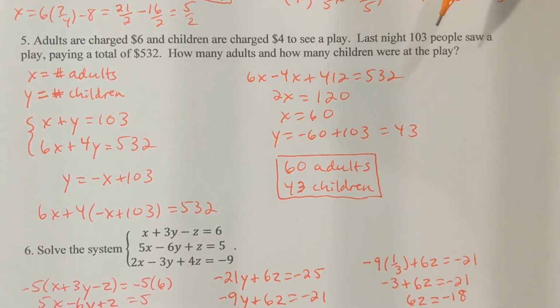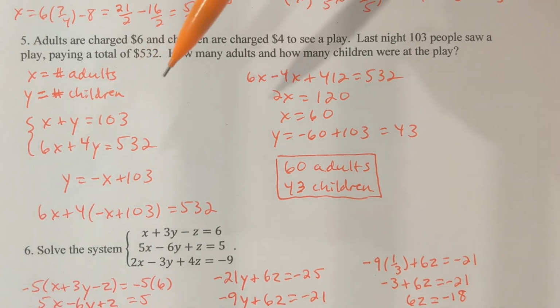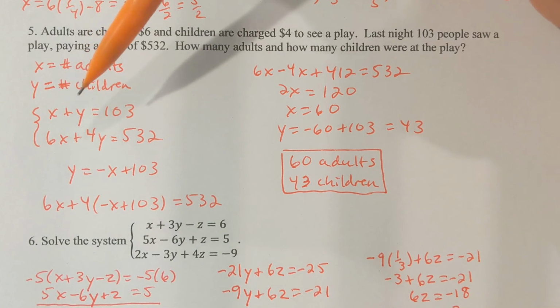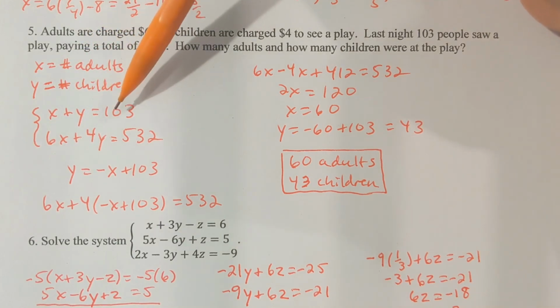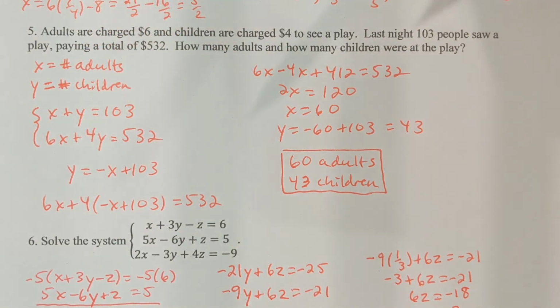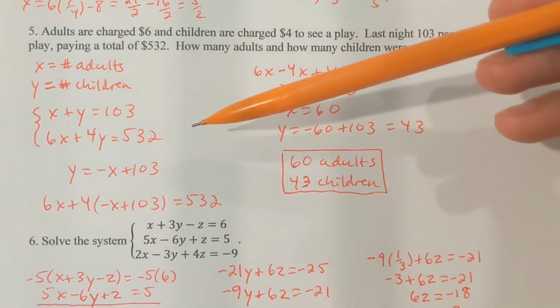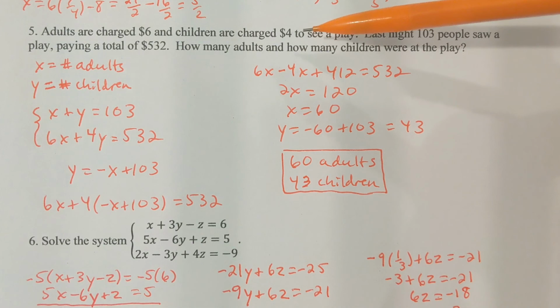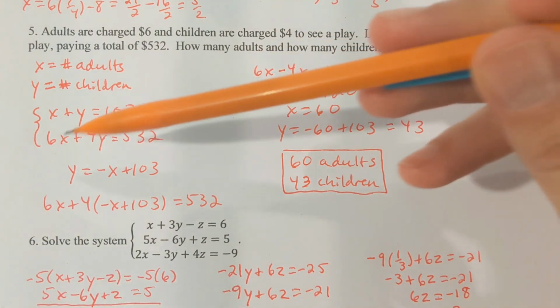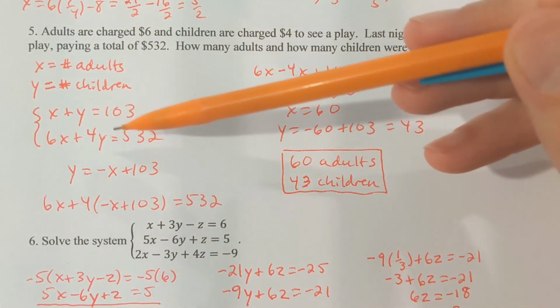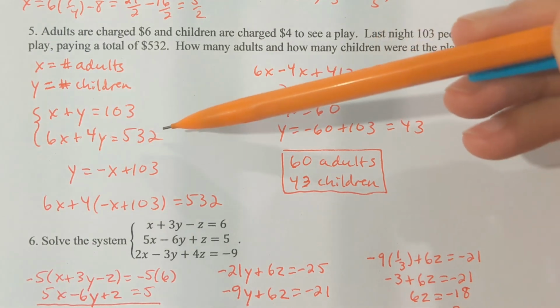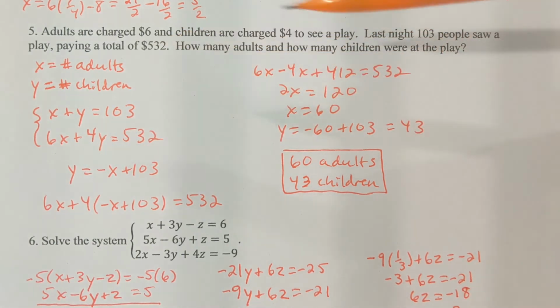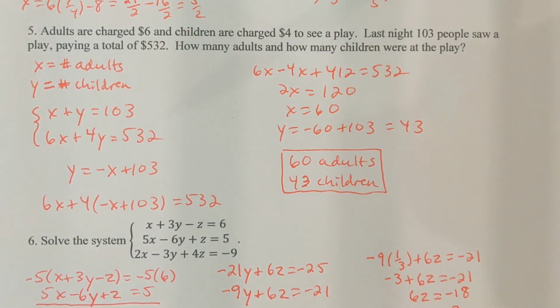There were 103 people that saw the play. So if you take the number of adults plus the number of children, you get 103 total. That's how I'm getting my first equation there. The second equation is this cost equation. Adults are charged $6, children are charged $4. So if you take the total cost of all the adults plus the total cost of all the children, you get $532 total cost for that night.